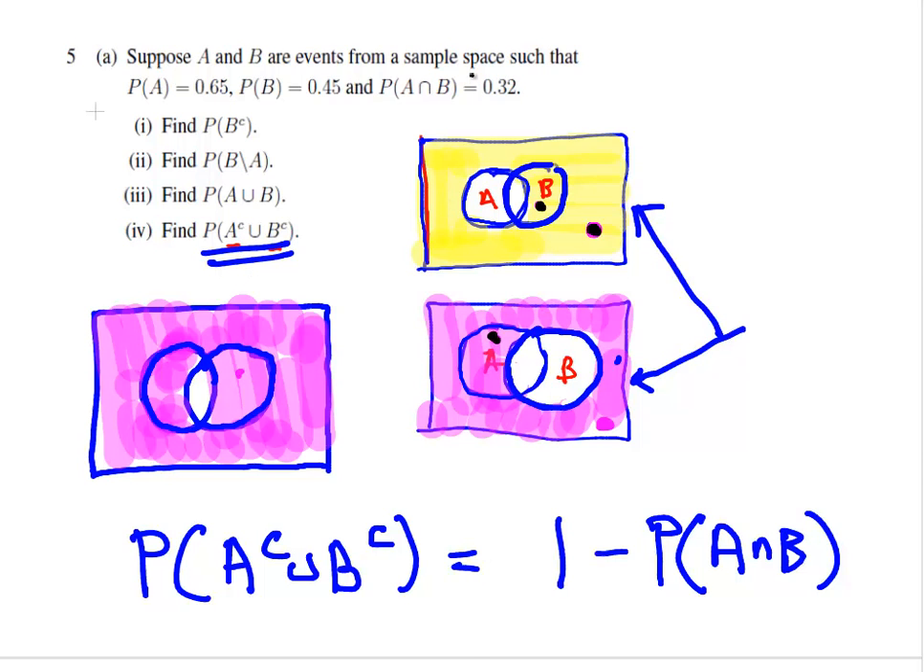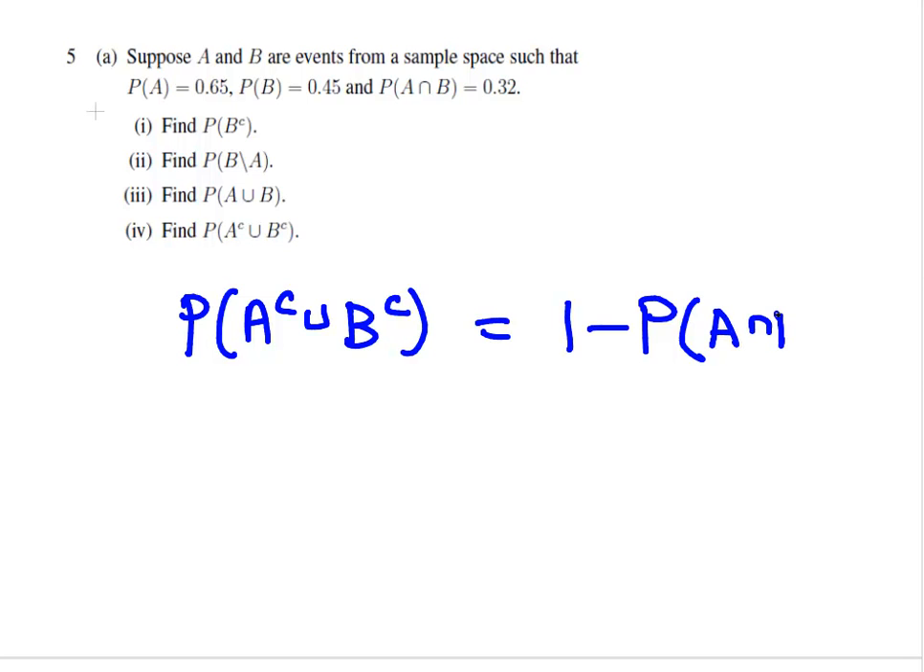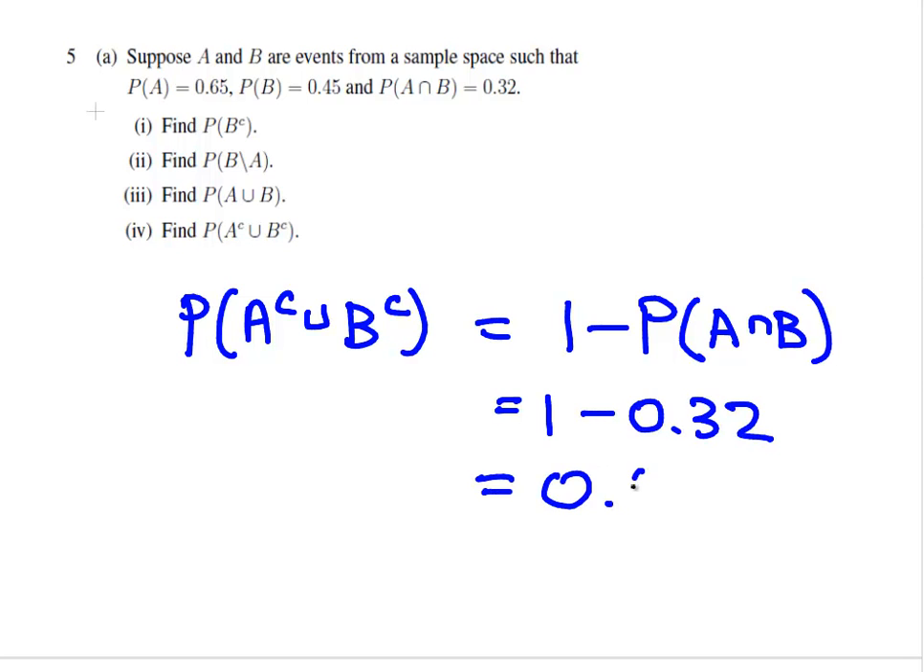So the answer is 1 minus, what we're interested in is 0.32. The probability of the complement of A union the complement of B is 1 minus the probability of A intersection B, and that is 1 minus 0.32, and the answer to that is 0.68. Just as another way we can express this, it is the complement of the probability of A intersection B.